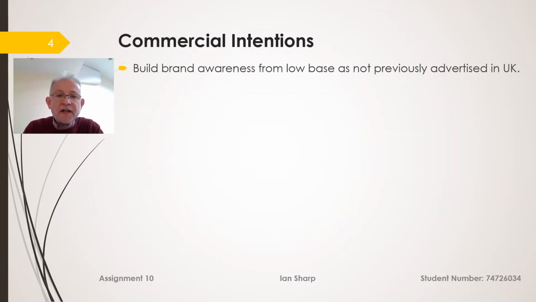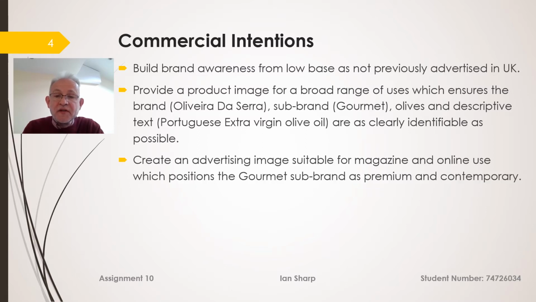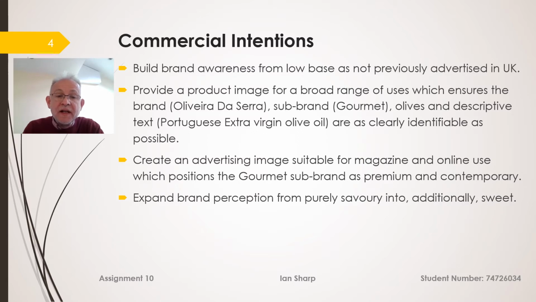I have four commercial intentions. Firstly, as brand awareness is very low as we've not previously advertised this product in the UK, we need to build that. Secondly, the product image that I produce needs to be suitable for a broad range of uses, ensuring that the brand, Oliveira de Serra, the sub-brand Gourmet, olives and the descriptive text, which says Portuguese extra virgin olive oil, are as clearly identifiable as possible. Thirdly, the advertising image needs to be suitable for magazine and online use, and it needs to position the Gourmet sub-brand as both premium and contemporary. And finally, we want to expand the brand perception from purely savoury into the additional category of sweet.